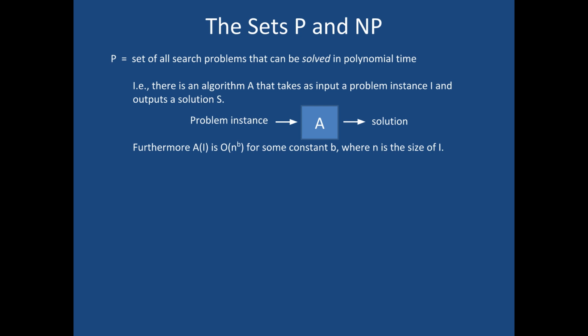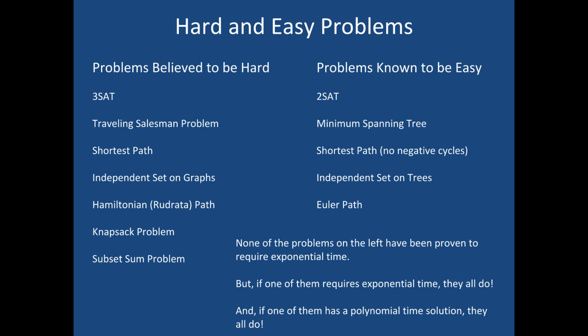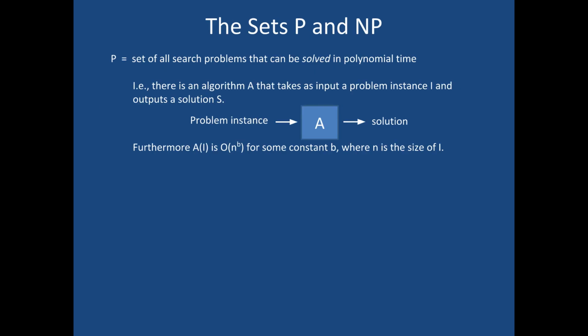Okay? So what's a search problem that can be solved in polynomial time? Yeah? The Euler path. Right, the Euler path problem is a member of P. So if we go back here, the problem's known to be easy. Those problems belong to that set P. And the way you show that something belongs to that set is you find an algorithm for it that runs in polynomial time.